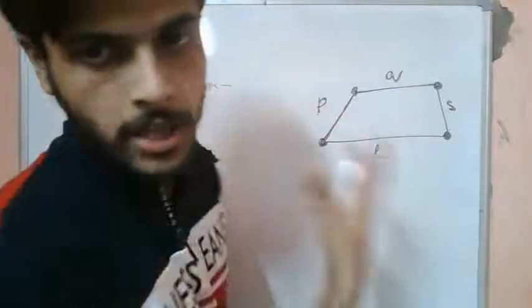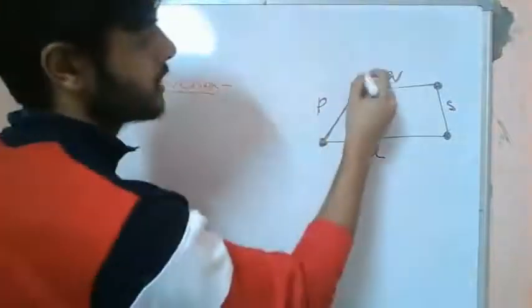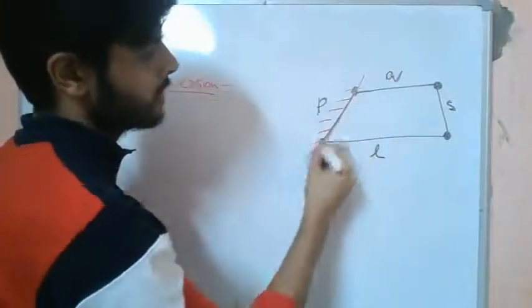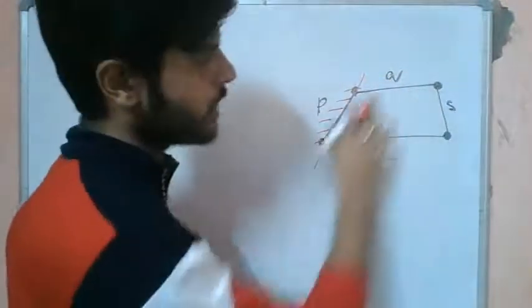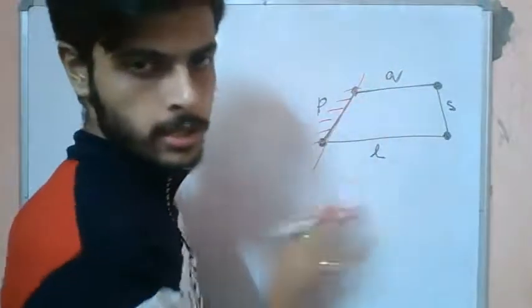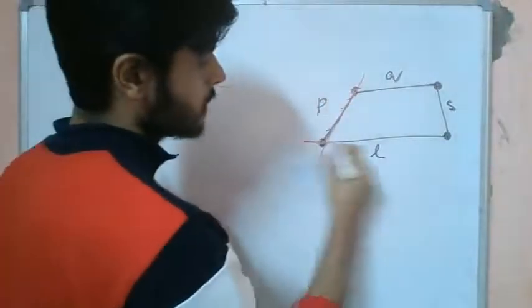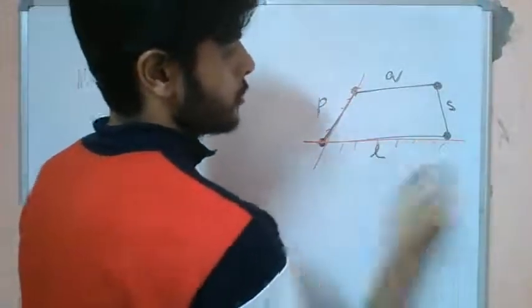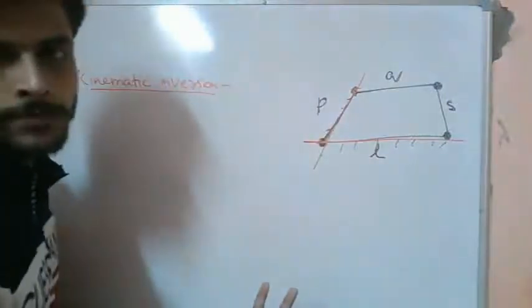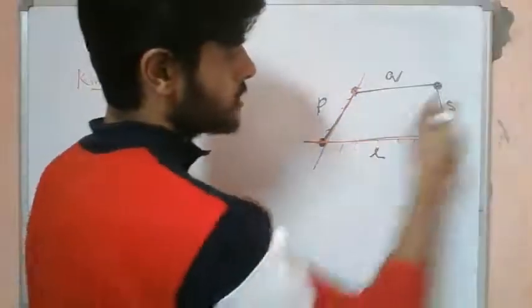if we fix different links, let's say first of all we fix this link, we will have a different relative motion among all the other links. Now instead of fixing this link, let's say we fix this link. So we will have a different type of motion. Now if we fix this link instead, we will have yet another type of motion.